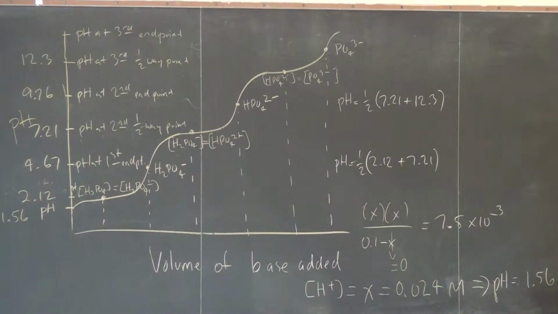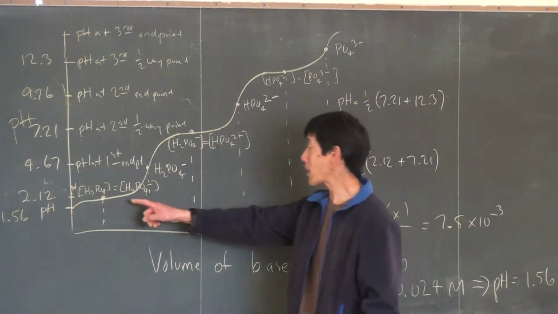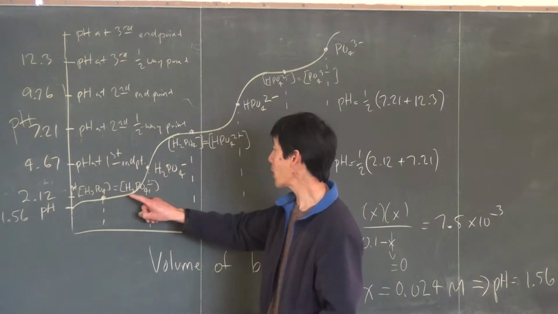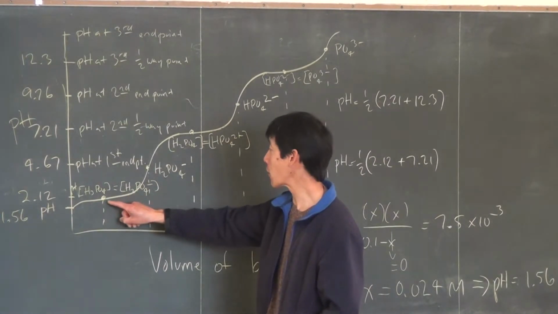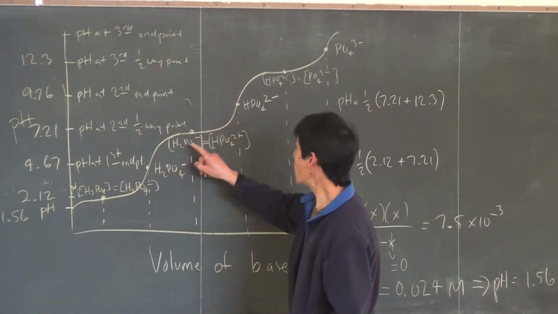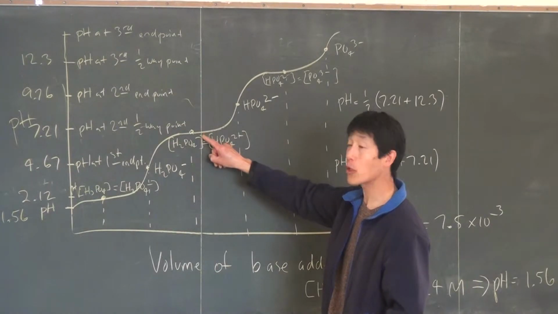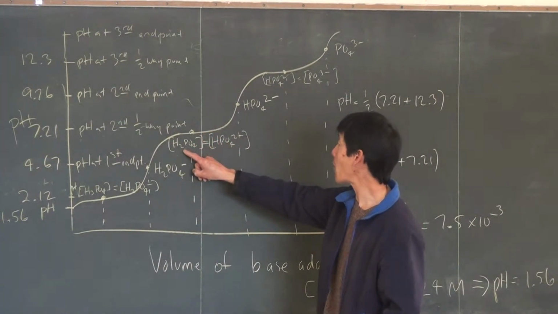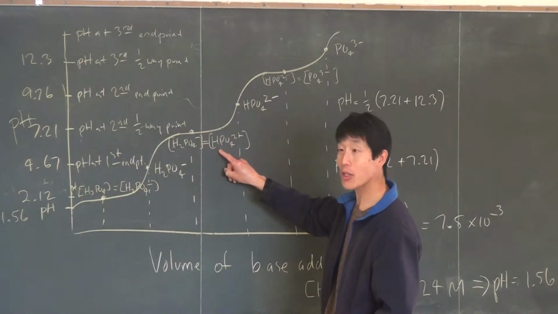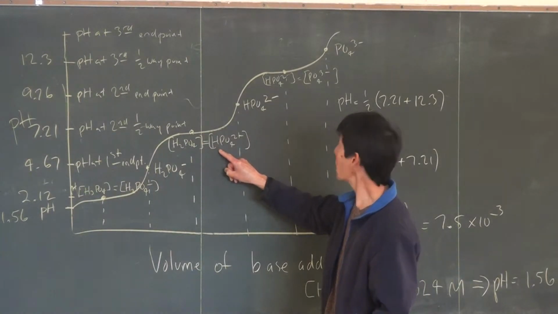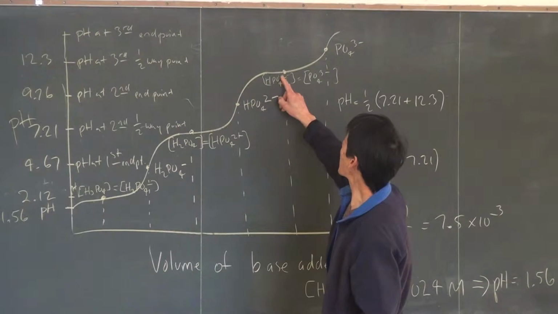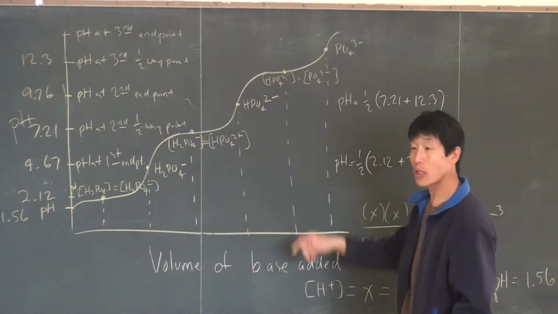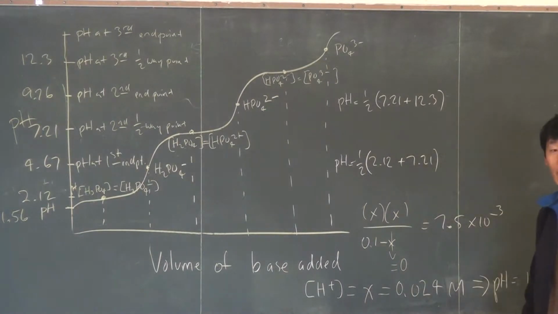So, for example, note that you can make about a pH 2 buffer using H3PO4 and H2PO4 minus. This is your first buffer region. Your second buffer region is about 7.2. So you'll use H2PO4 minus and HPO4 2 minus in your buffer. Then at a pH around 12, you'll use these two substances to make a higher pH buffer.